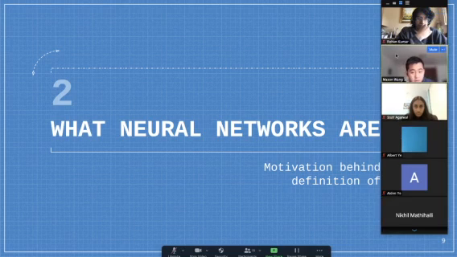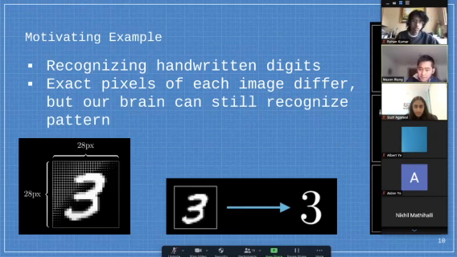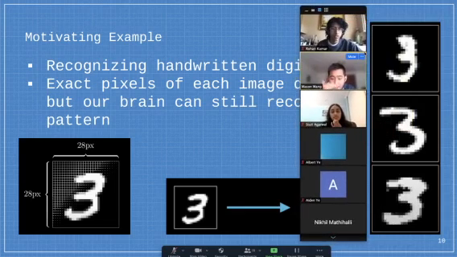Okay, so you go to the next slide now. Yeah, so we'll use another motivating example, and this example is recognizing handwritten digits. It's kind of fascinating how our brains can do this, because the exact pixels of each picture, like all these threes on the right, differ, but our mind can still recognize it as a digit 3, no matter what kind of pixel arrangement or differences it has.